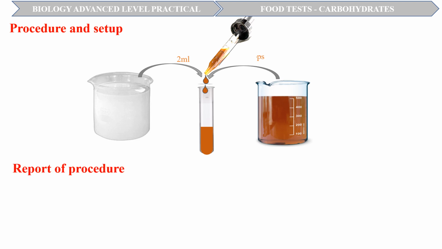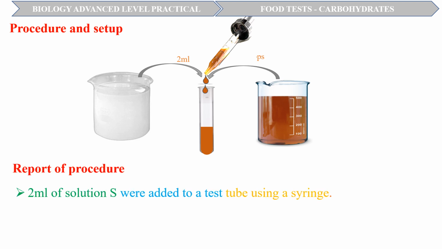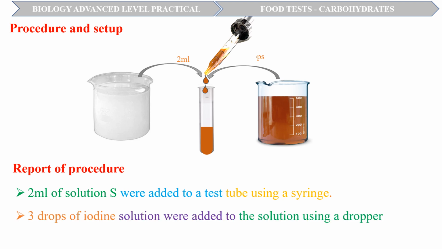A sample report of the procedure is: 2 milliliters of solution S were added to a test tube using a syringe. 3 drops of iodine solution were added to the solution using a dropper. The solution was shaken to mix and observed.